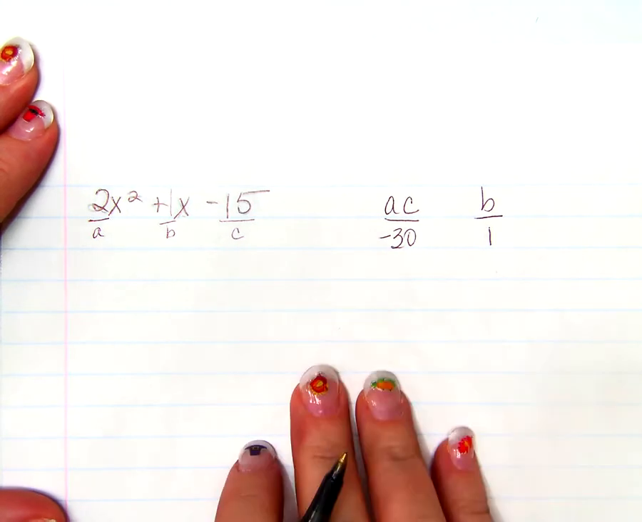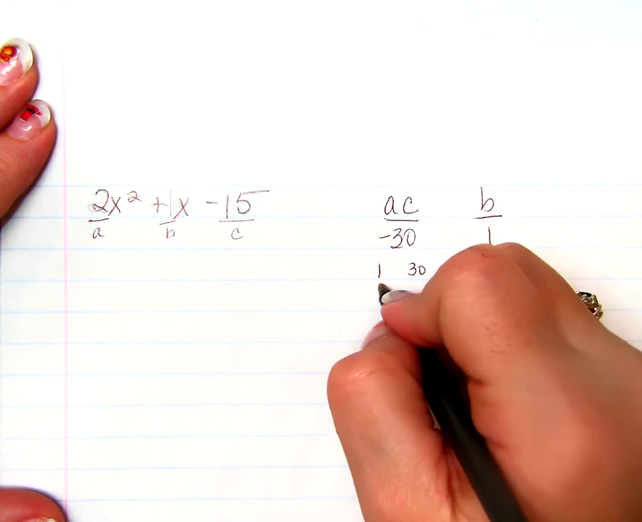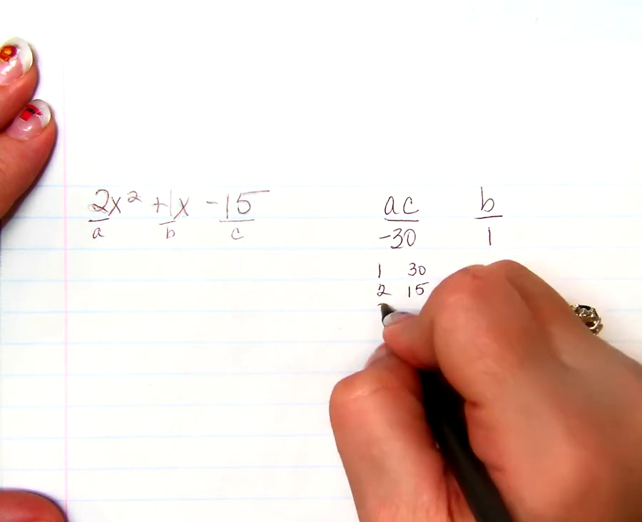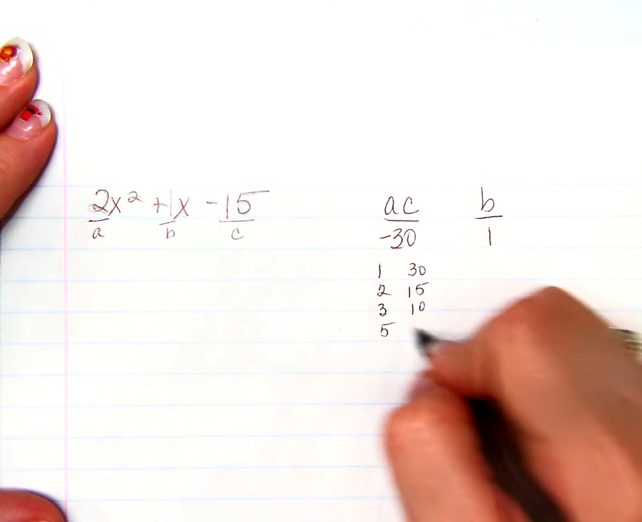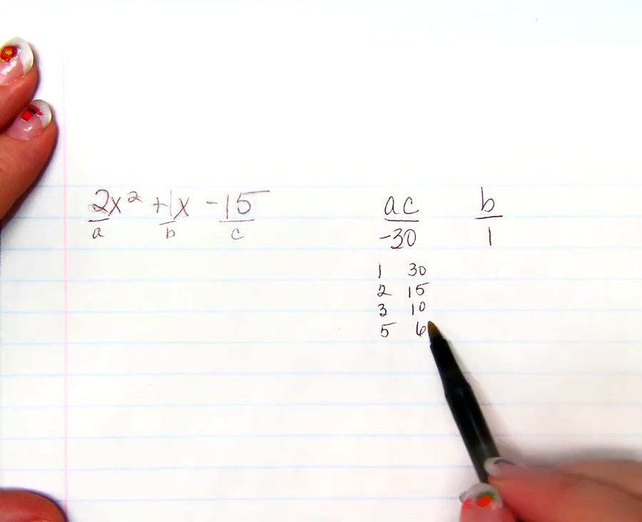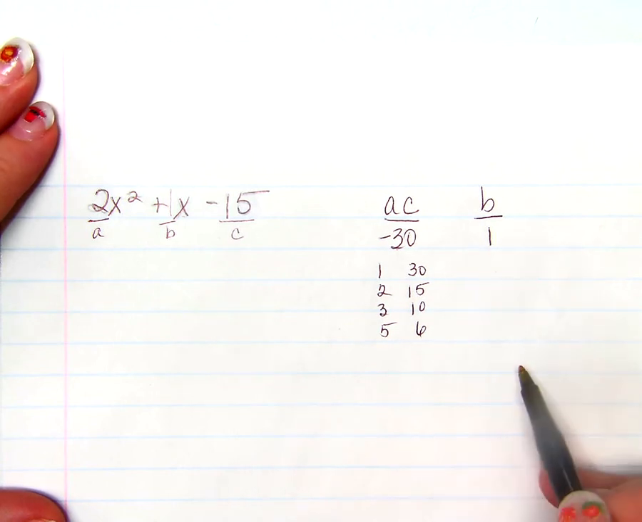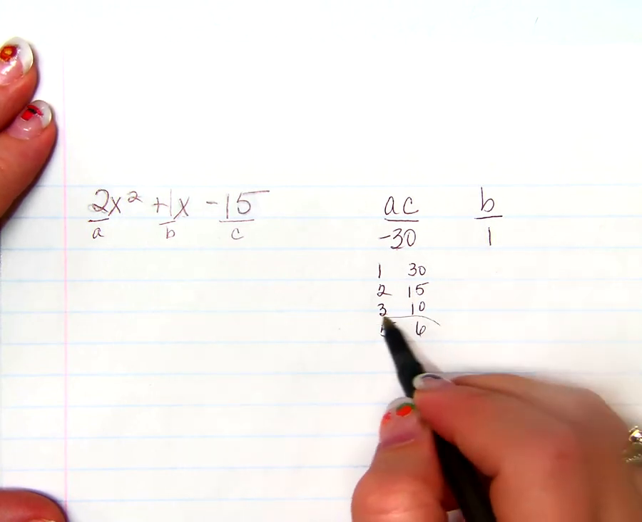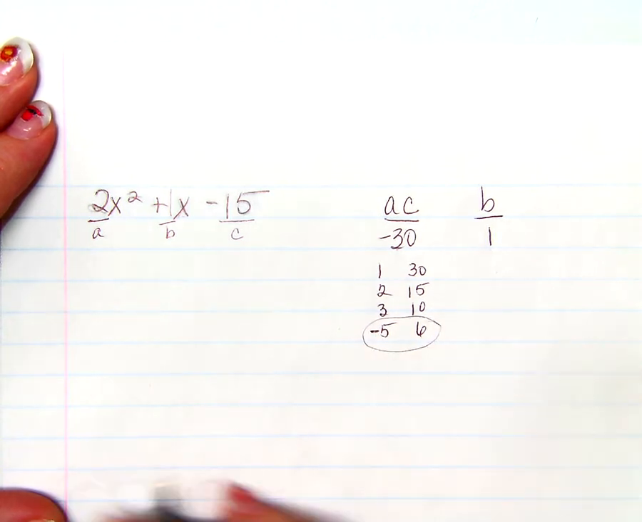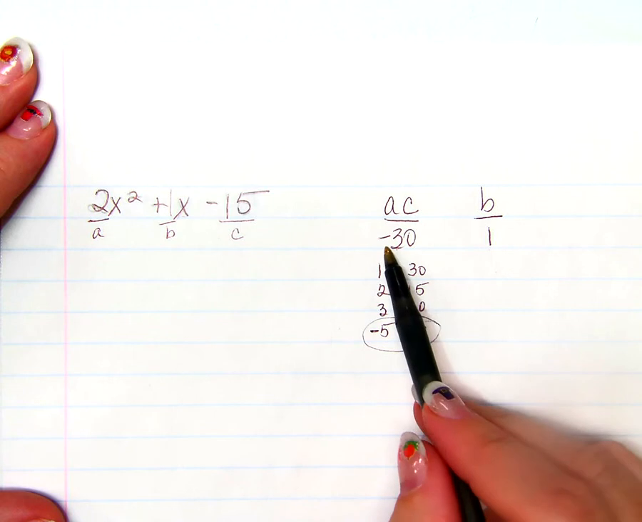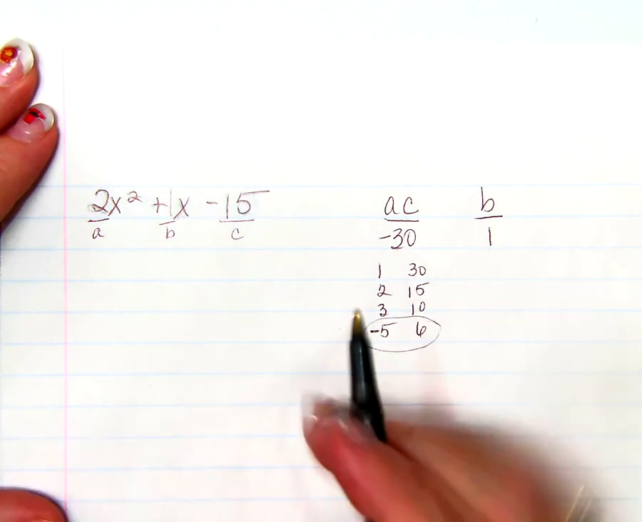So what are the multipliers of negative 30? Well, 1 and 30, obviously 1 has to be negative. 2 and 15, 3 and 10, 4 doesn't divide into 30, and then 5 and 6. So which set of these multipliers am I going to use to get 1 when I add them together? Hopefully you see it's the 5 and the 6, if the 5 is negative. Negative 5 times 6 is negative 30. Negative 5 plus 6 is positive 1.